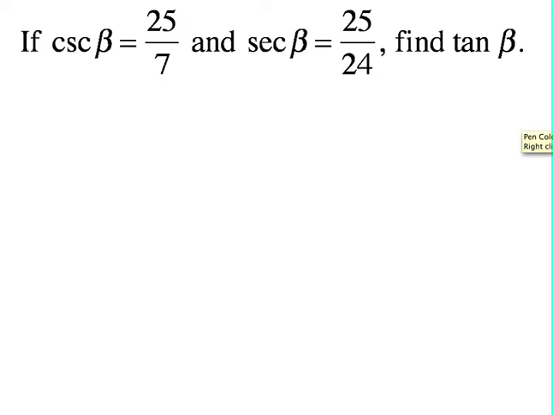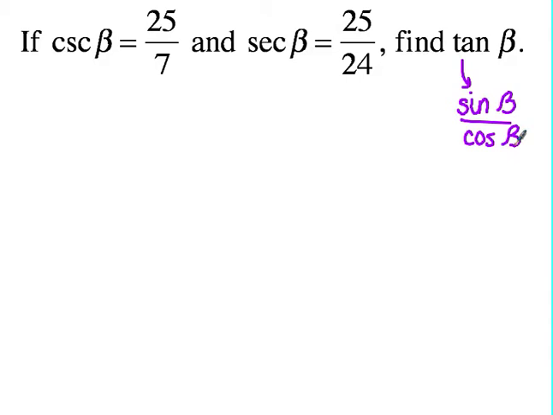Now this is for those of you that are puzzle solvers. You're going to like these because they're kind of like puzzles. I need to know what tangent is. And I know that tangent tells me what? Sine over cosine, good. I need to know sine and cosine in order to find this, but I don't have sine and cosine. I have cosecant and I have secant. So is there some way I can manipulate those?